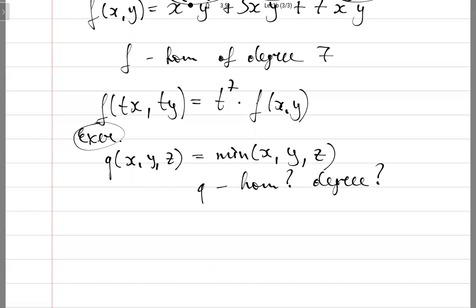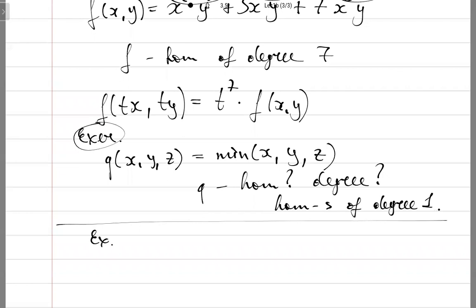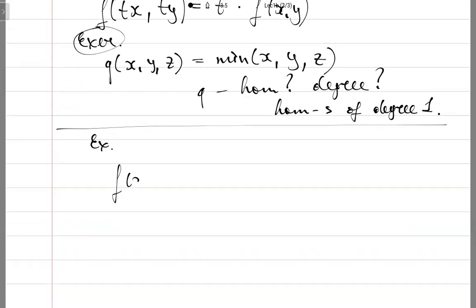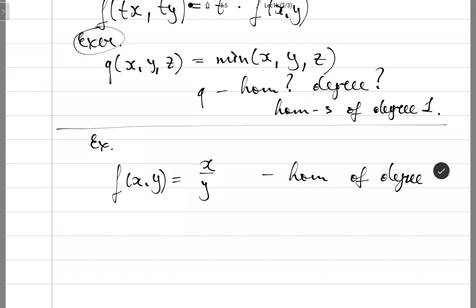Excuse me, I have a question about one example of homogeneity. Assume a function f of x and y, x divided by y. It's homogeneous with degree 0. Am I right? Yeah, exactly. Okay. And if we have any real number, what will we do if t equals 0?